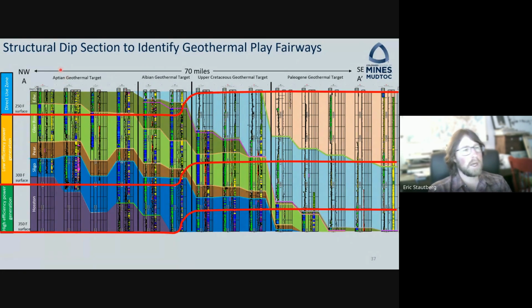And so based off that, you can say roughly that anything shallower than this, the formations that are up here, fall into that direct use zone where we could potentially use those brines just for their thermal energy. And it's not till you get below that where we might get into a low efficiency electrical power generation zone and then a higher efficiency electrical power generation zone.